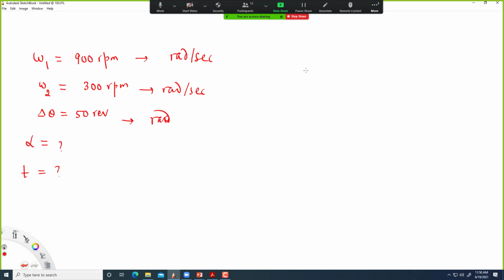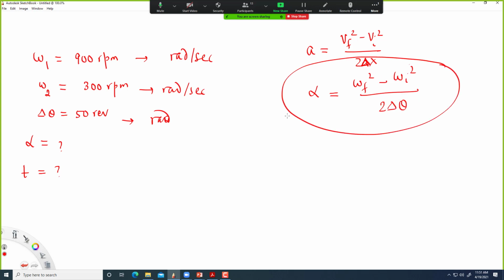Do you guys know the formula for a in terms of the two velocities and displacement? It's vf squared minus vi squared over 2 delta x. This is for the linear part. Write the exact formula for the angular part. For the angular part, a is alpha, v is omega, and 2 times delta x becomes 2 times theta. That's the formula for angular acceleration.